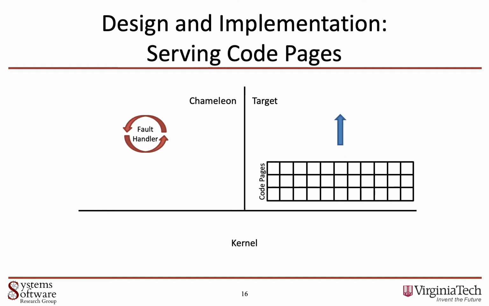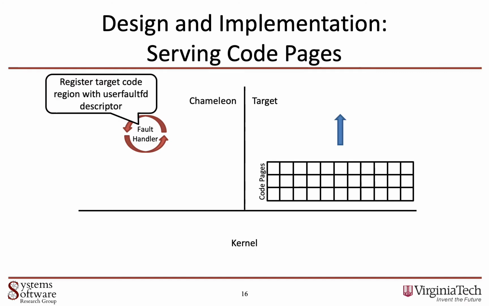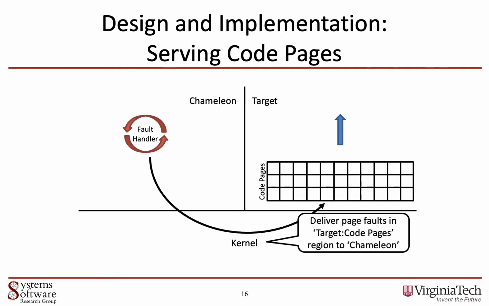Finally, let's talk about how the fault handler serves code pages to the target application. At startup, the fault handler registers the target code region with a userfaultfd file descriptor using the previously mentioned parasite through libcompel. It registers to the kernel so that the kernel knows any page faults inside the target process within the code page region should be sent to Chameleon. It then hands the file descriptor back to the fault handler, which can be used to deliver page fault events and the pages to the target application.